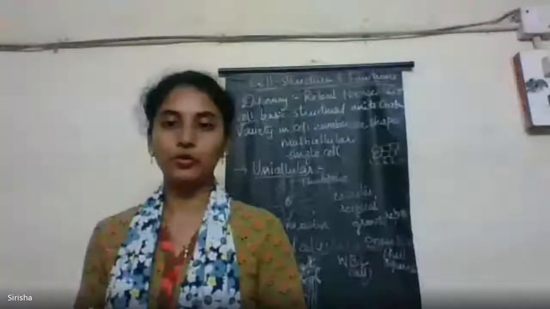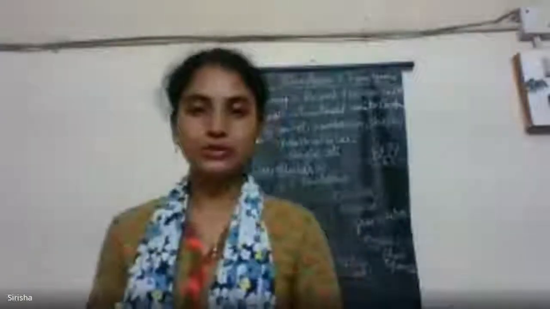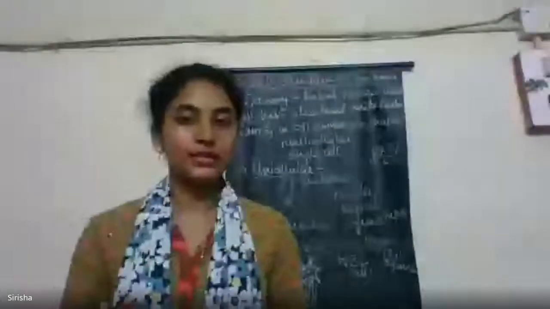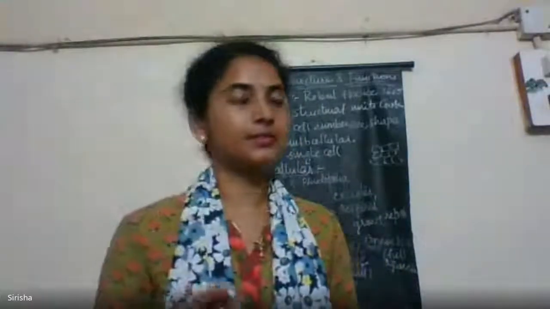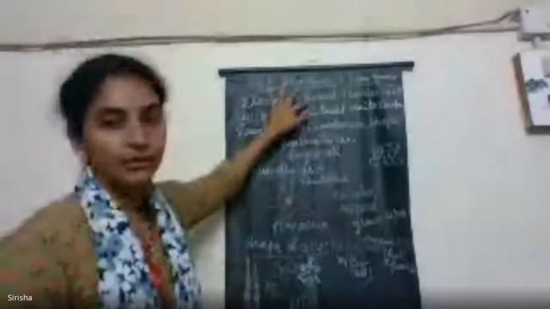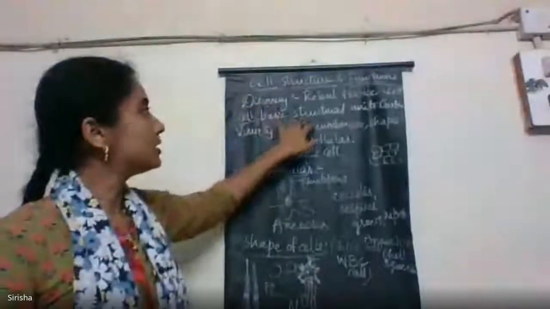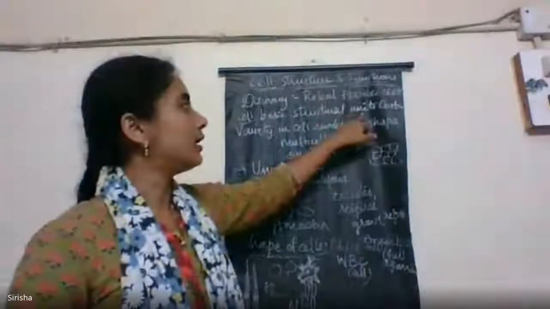In 1665, Robert Hooke, a scientist, observed these compartment-like structures in cork cells, which are dead cells. Cork cells are always dead cells, remember. These compartment-like structures are called cells. This was regarding the discovery of the cell. Let us come to the cell. How is it called a basic structural and functional unit?